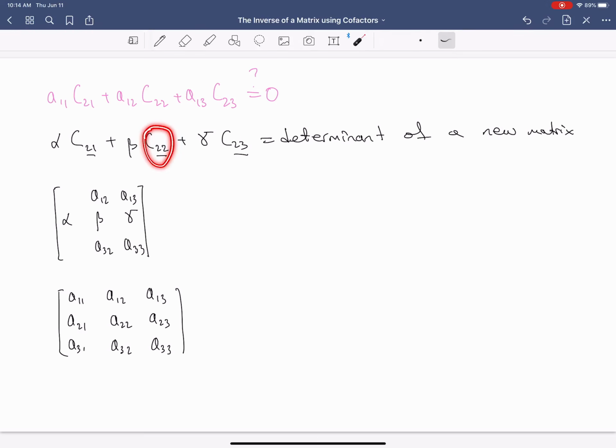What about the cofactor C22? I get that by removing the second row and the second column and computing determinants. So that says that the upper matrix better have A11 and A31 in there.